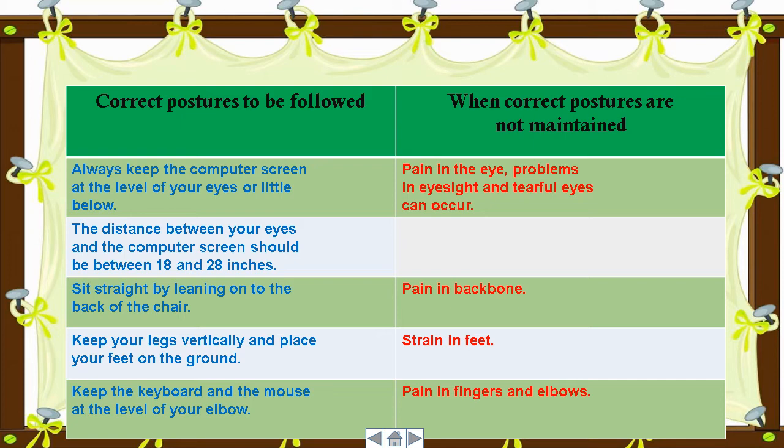Sit straight by leaning onto the back of the chair. If you don't follow this, pain in the backbone can occur. Keep your legs vertical and place your feet on the ground. If you don't follow this, you feel strain in your feet. Keep the keyboard and the mouse at the level of your elbow. If you don't follow this, you feel pain in your fingers and elbows.